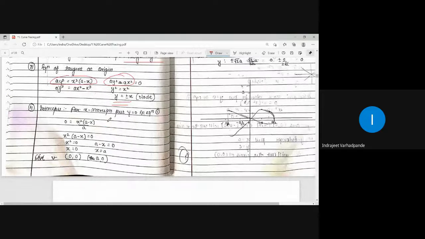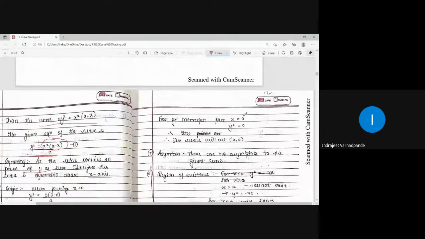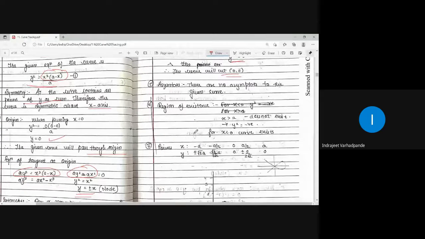How are the intercepts to be calculated? For the x intercept, put y equal to 0. For the y-intercept, put x equal to 0. So accordingly, whenever you put y is equal to 0, you get x is equal to a. So 0 comma 0 is the particular point, and then you get the other point as a comma 0. So the origin is 0 comma 0 and the other point of intersection is a comma 0. Accordingly, putting x is equal to 0, you get y square equal to 0, that is, the curve will cut at 0 comma 0. How to calculate the asymptotes?